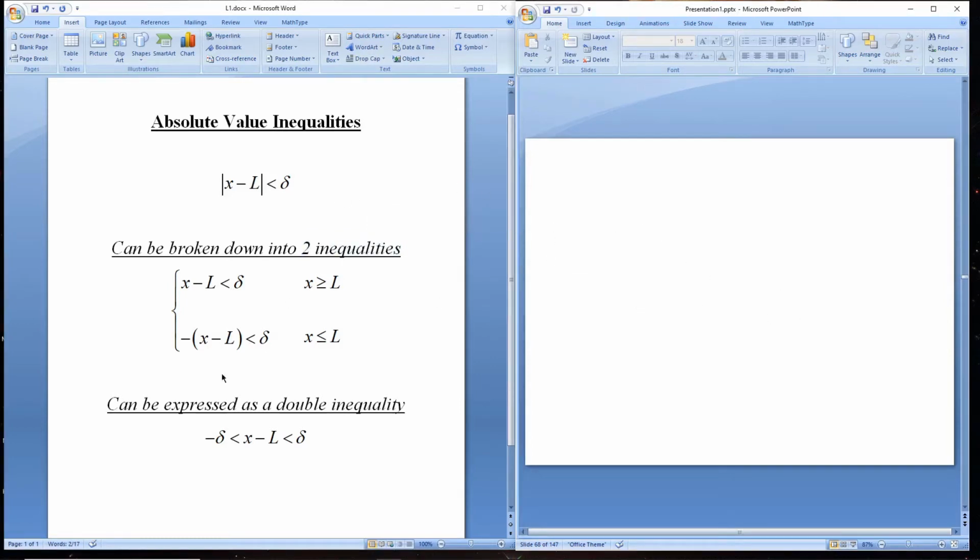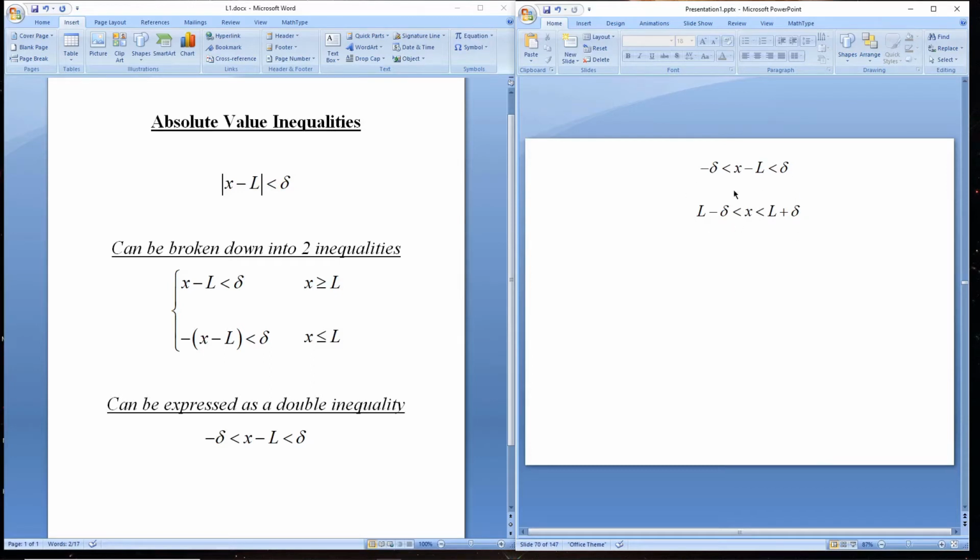So there is a third thing that I want to talk about here that's going to be also very important for 2.3. And so I want to start with the double inequality. So here's our double inequality. Remember, the double inequality is the same thing as the absolute value inequality. They both express the same thing. It's just written differently. And I'm going to take this expression and add L to both sides. So that's all I did here, is I just added L to both sides.